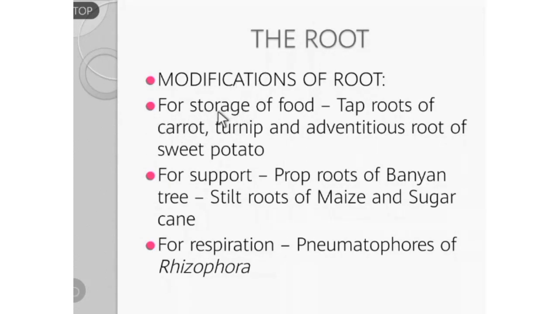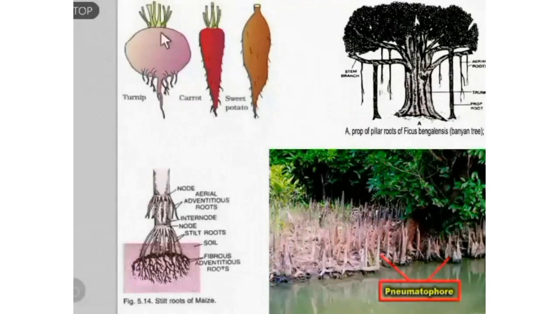The first one is that sometimes the root is modified for storage of food. The taproots of carrot, turnip, and the adventitious roots of sweet potato, these are just examples that I am talking about, are modified for storage of food. If you see in this diagram, this bulged portion of the root stores food. So this is a root modification for storage of food.